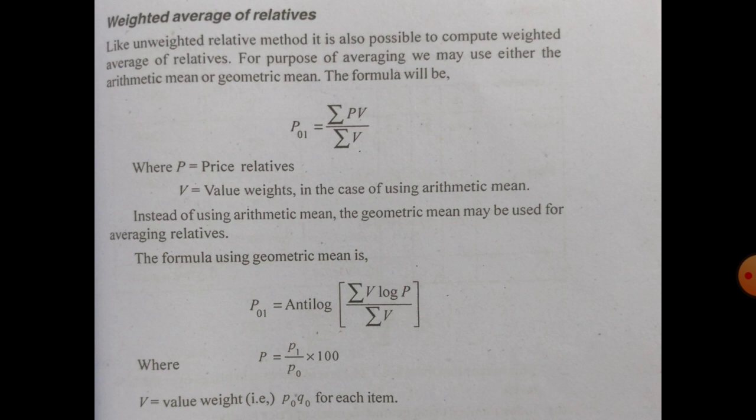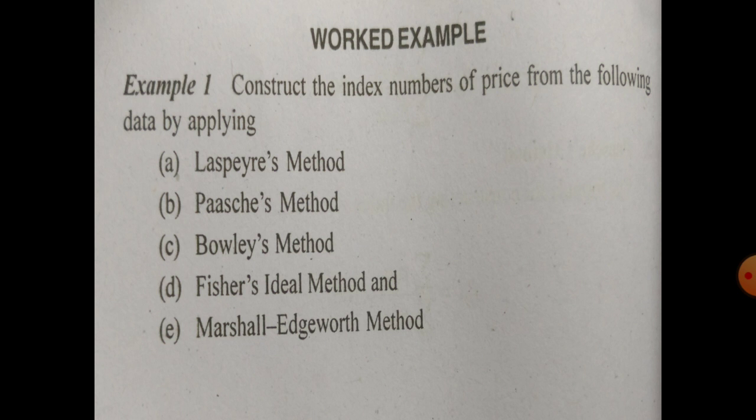in geometric mean, P01 is equal to antilog of summation of V into log P divided by summation of V. Here P is equal to P1 divided by P0 into 100, that is the price relative. So finally we have to find out the log P, then multiply it with V, and then substitute. Then we get the value. You have to be clear about this: the V value is calculated by multiplying P0 into Q0, that is price value into quantity value of the base year. So for this we have to see the example.